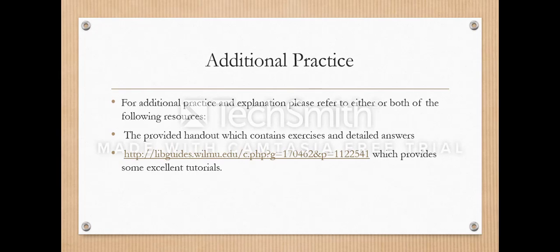If you would like additional practice, please refer to your handout. There are several questions there for advanced practice. Also, you can refer to the link on this page that will direct you to Wilmington University's library tutorials. There you will find some excellent tutorials to help you in your learning of the Library of Congress classification system.